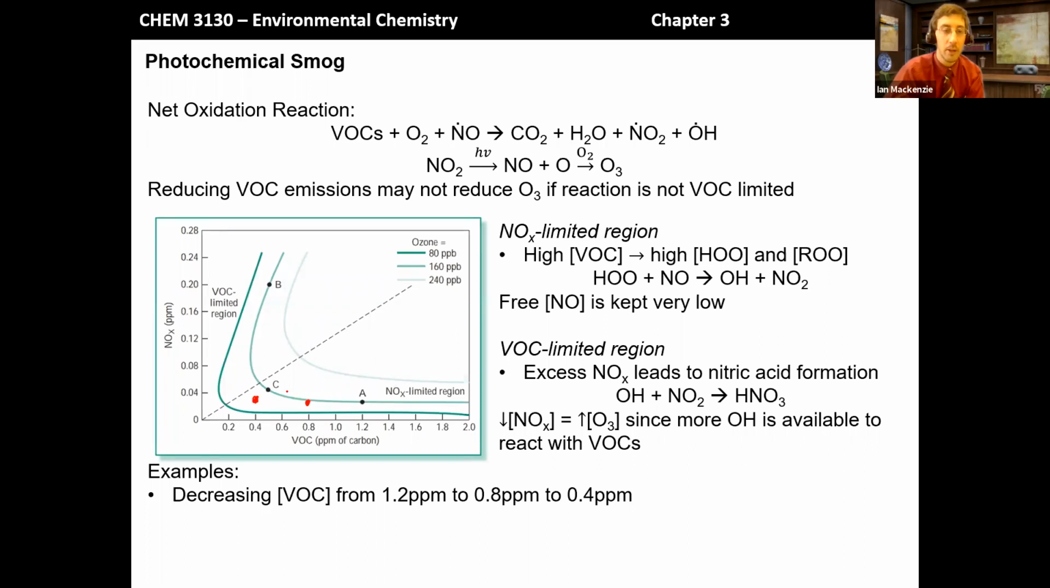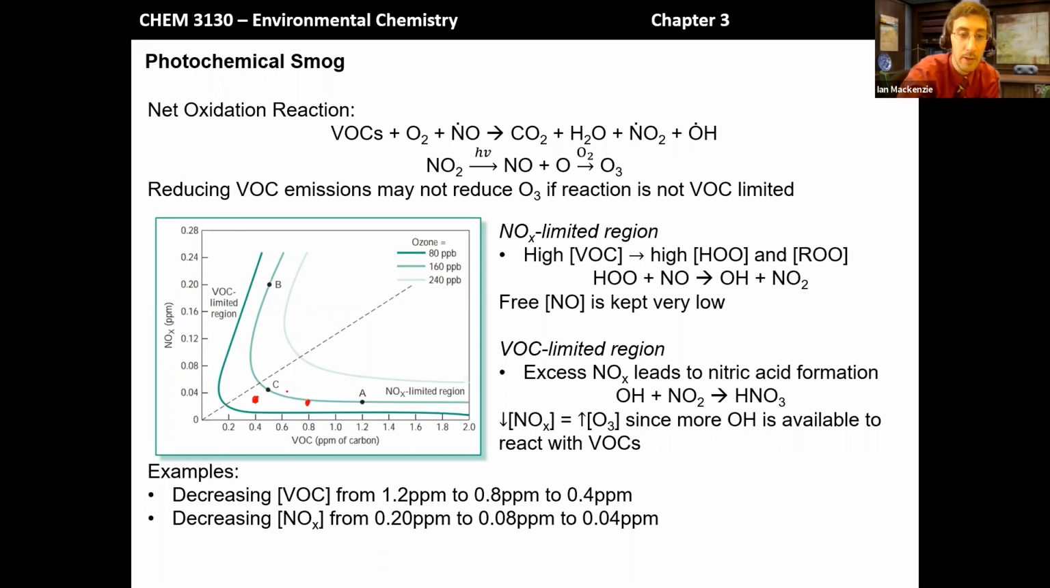Now let's do another example though here where we're on the other side. So let's say that we were up at point B and we're decreasing the concentration of NOx. So now we're in the VOC limited region. We've got excess NOx. If I decrease from 0.2 parts per million down to 0.08 parts per million, here I kept the VOC concentration constant. I started at 160 parts per billion of ozone. Now if I go down to 0.08, I'm about here, which you'll notice I'm actually at a higher ozone concentration than I was when I started.